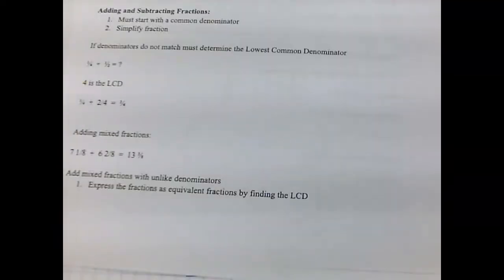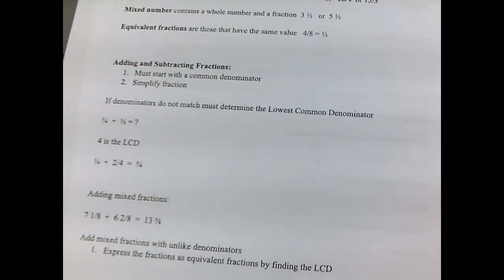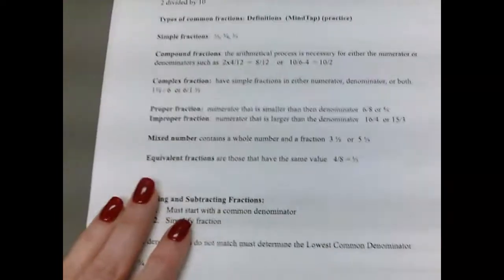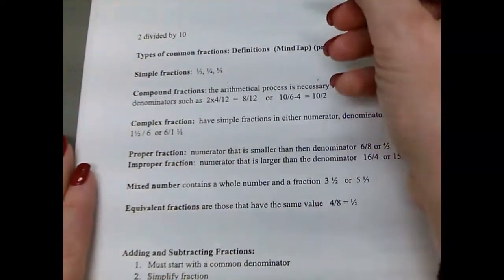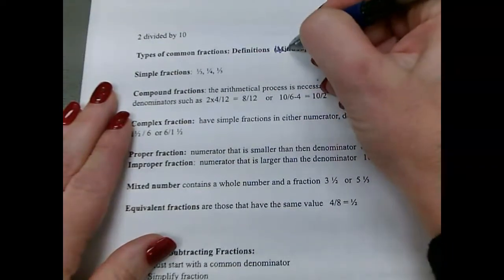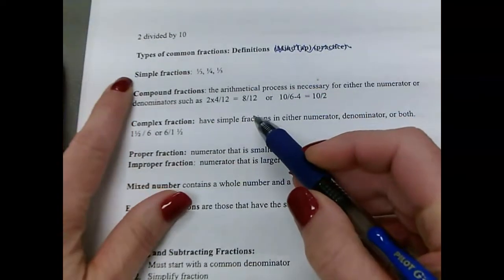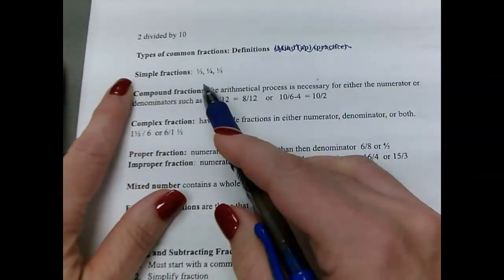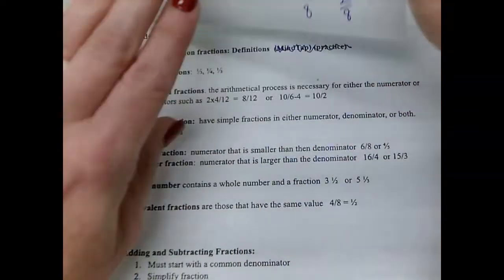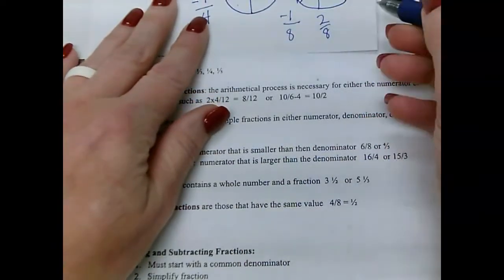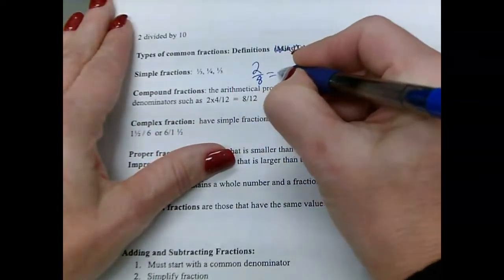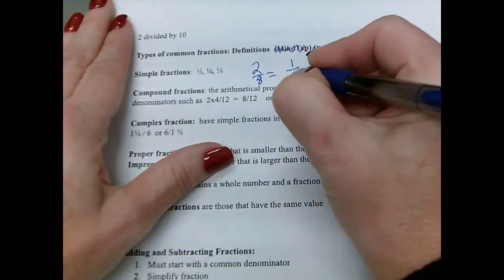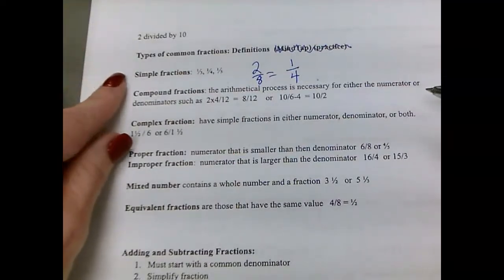Now, what other types of fractions are there? So let's look up here. Here, this is for another class. So simple fractions: when we looked at this number here, 2/8, we can simplify this to be equivalent to 1/4, and that's the simple fraction.